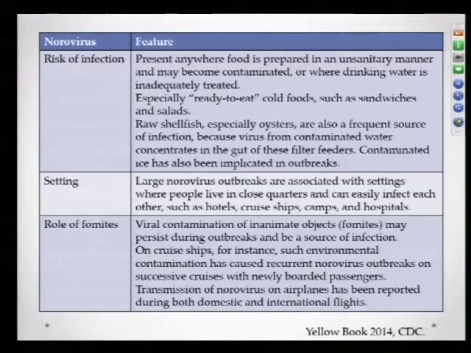What are the foods that can get infected? Ready-to-eat cold foods, those that are not served piping hot, and so on. Raw shellfish, things like that.